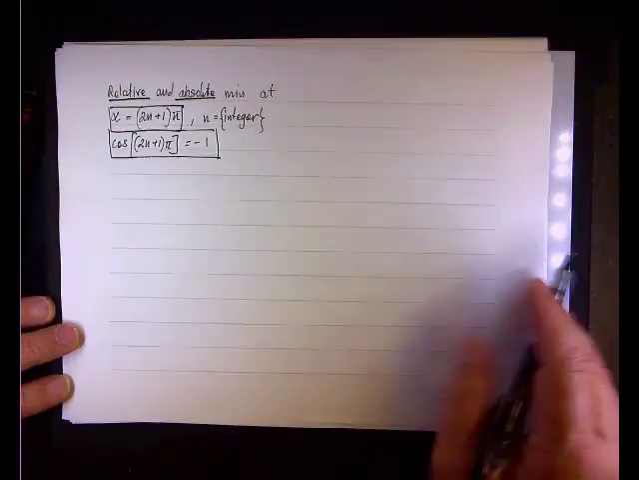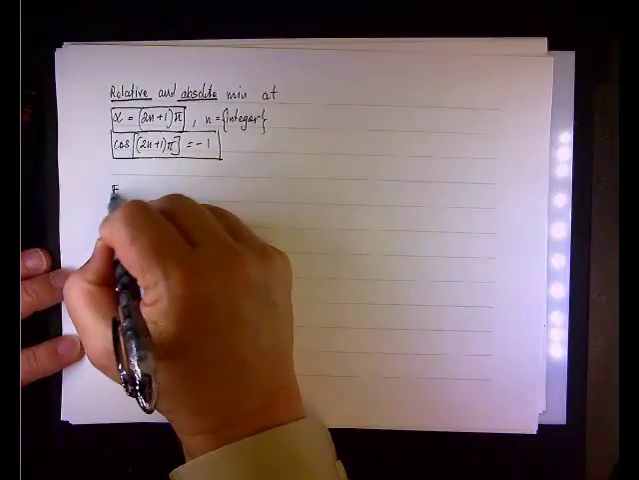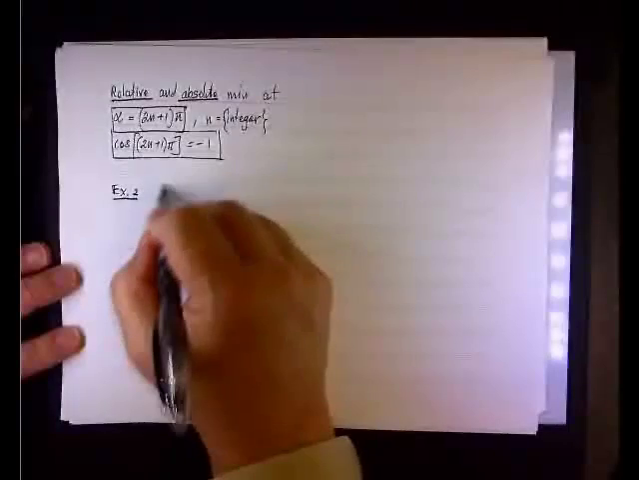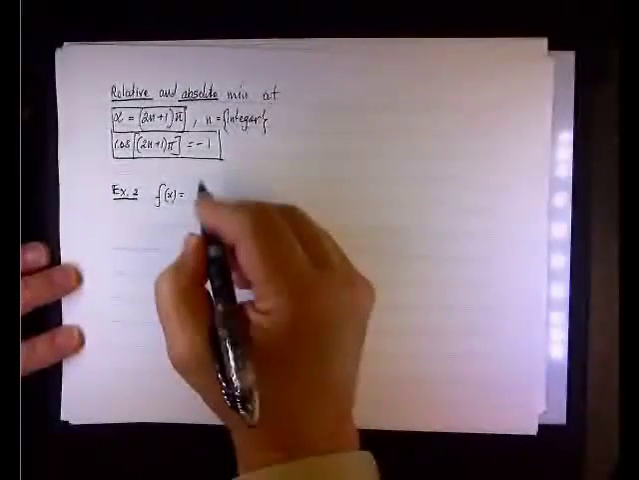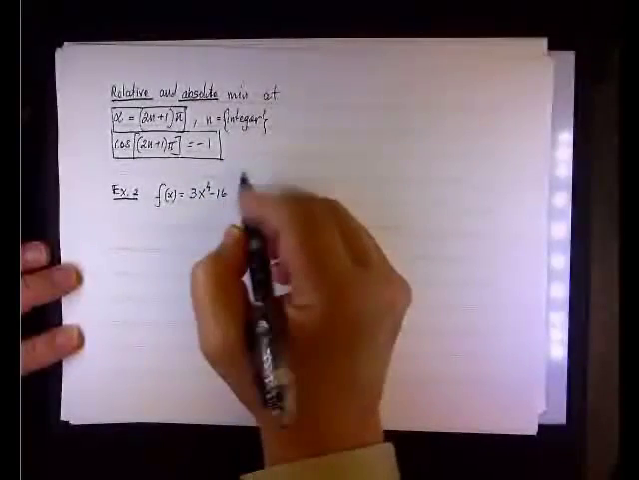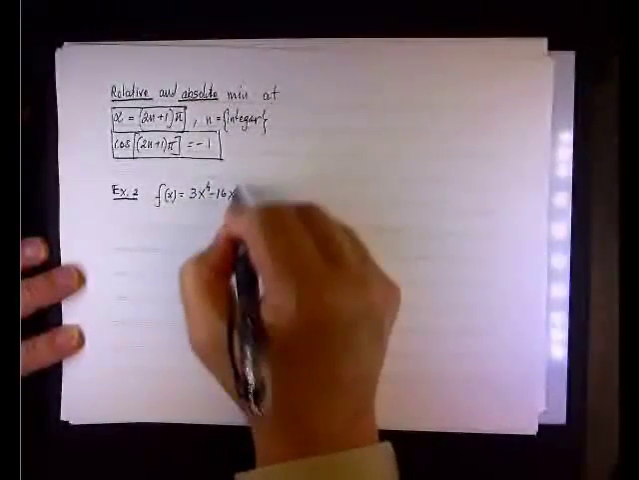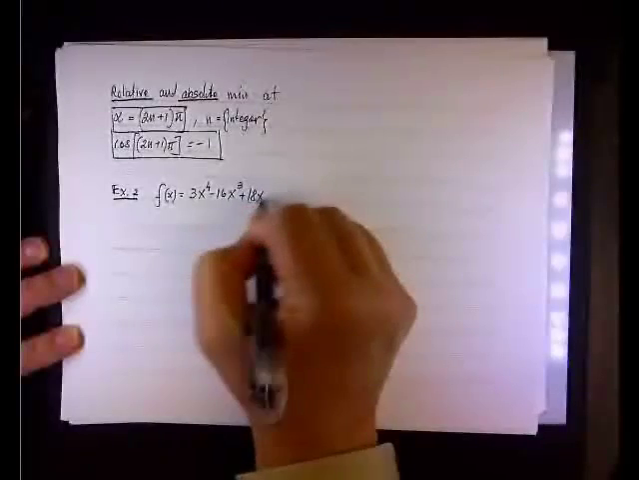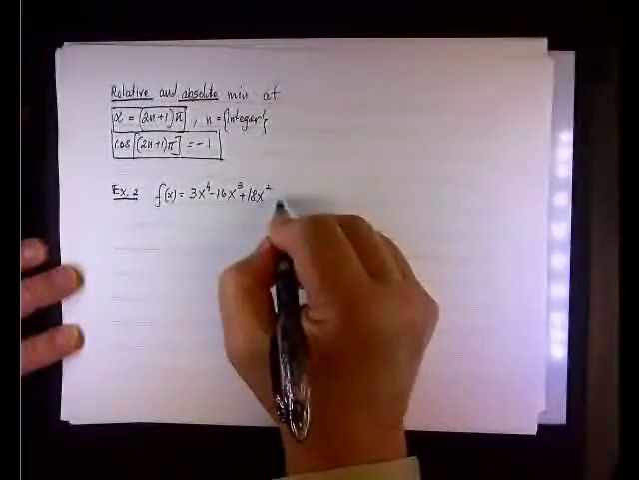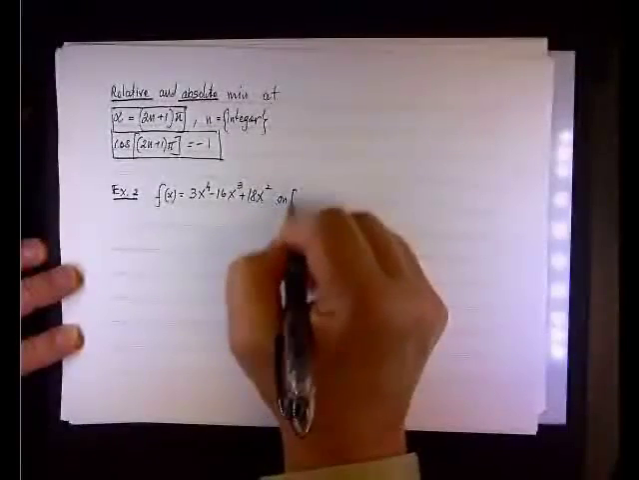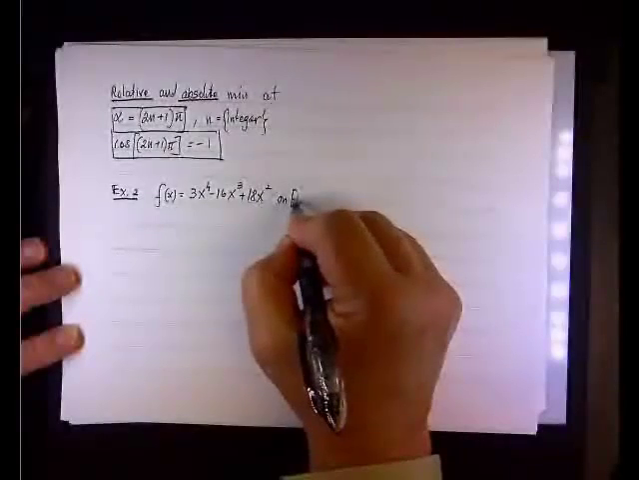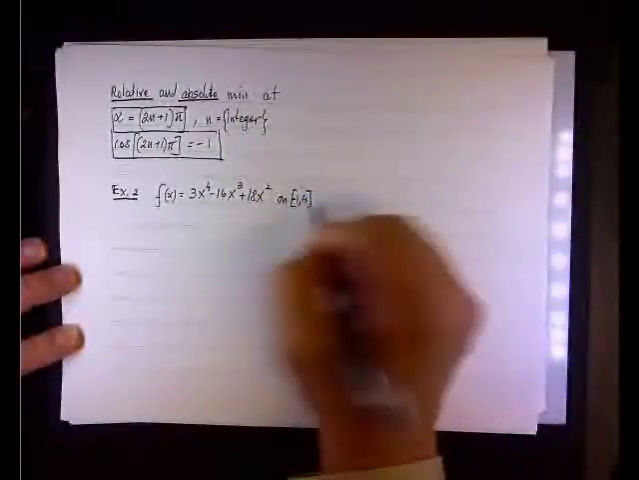Next example is something very similar to what you're going to see in the homework. Example 2. If f of x equals the following function, 3x to the fourth minus 16x cubed plus 18x squared, and this is on the closed interval from negative 1 to positive 4.